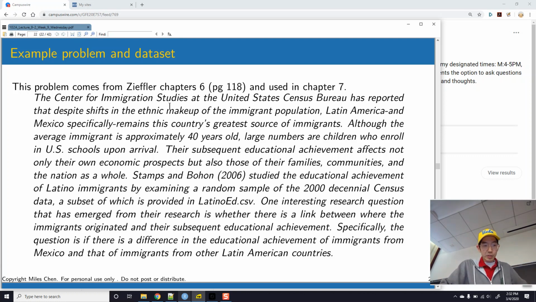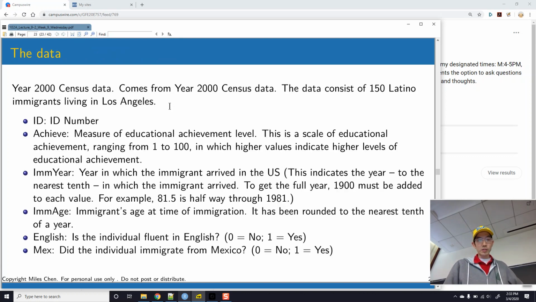One interesting research question that has emerged from the research is whether there is a link, an association, not causal, right? Association between where the immigrants originated and their subsequent educational achievement. Specifically, the question is if there is a difference in the educational achievement of immigrants from Mexico and that of immigrants from other Latin American countries. All right, so year 2000 census data, so it's already 20 years old. And the data consists of 150 Latino immigrants living in Los Angeles, okay?